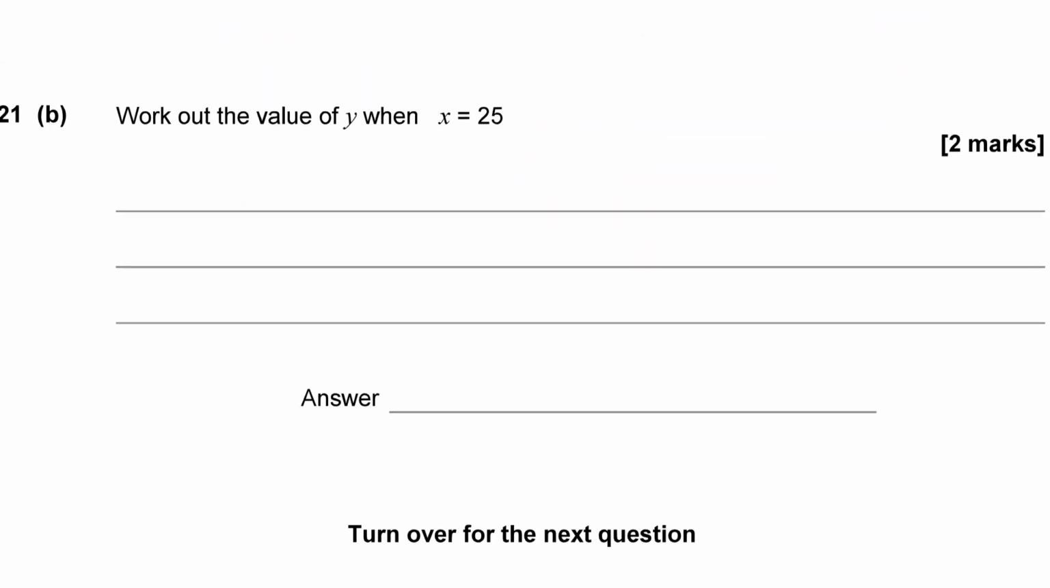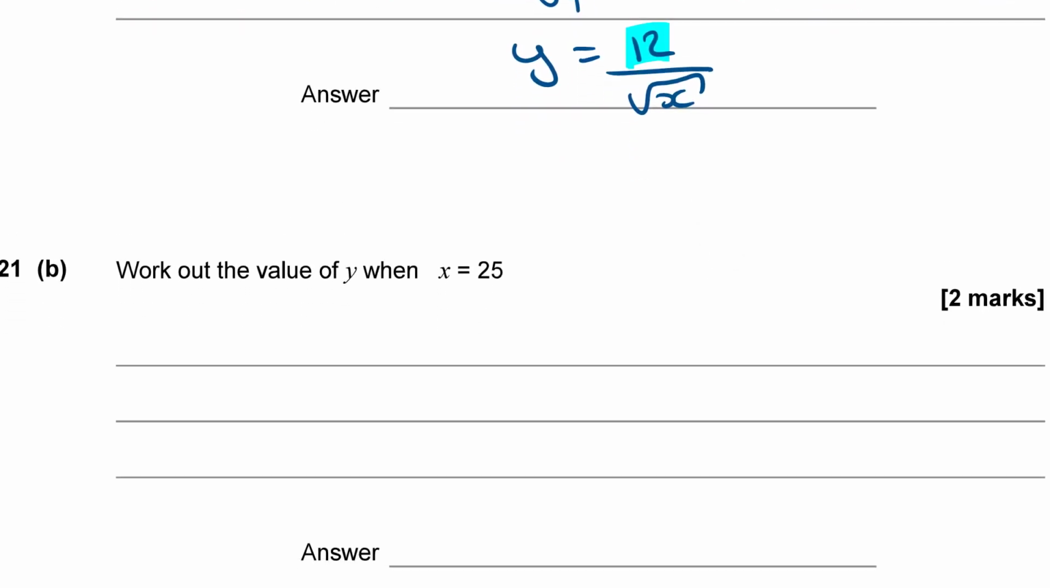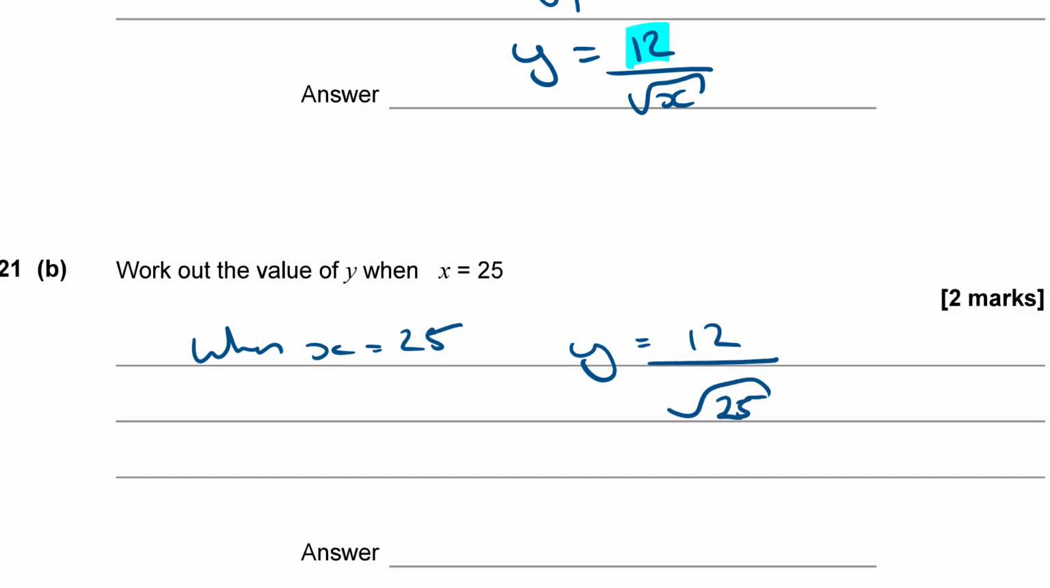Okay, now part B, it says work out the value of y when x is 25. Okay, so that's fairly easy. We just need to sub in then into our equation that we just found. So when x equals 25, then y is going to be 12 over the root of 25. Root of 25 is 5.